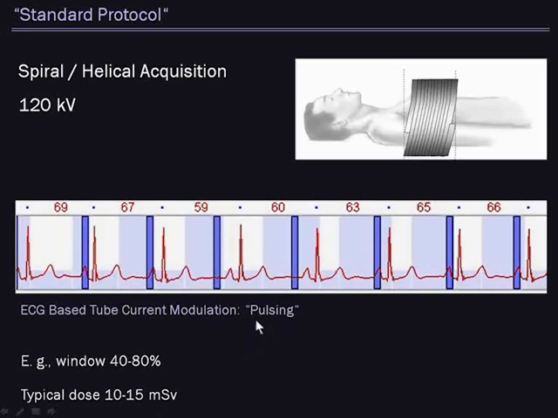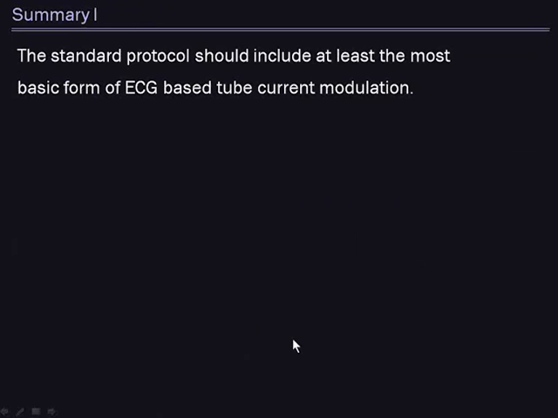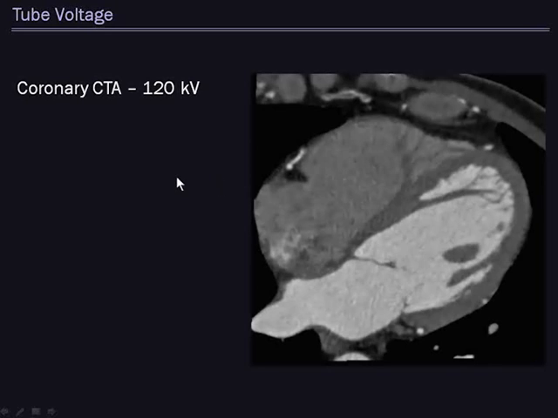It's very easy for your technologists. They don't have to learn anything new. Simply switch on the pulsing button. The pulsing really reduces radiation tremendously. You do not risk image quality, and that's why it is general consensus that a standard protocol for coronary CT angiography should include at least the most basic form of EKG-based tube current modulation in every patient. That's very easy to transmit to your technologist. Simply switch on the EKG pulsing for every scan that you do.